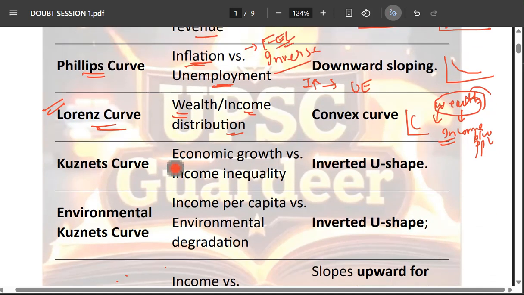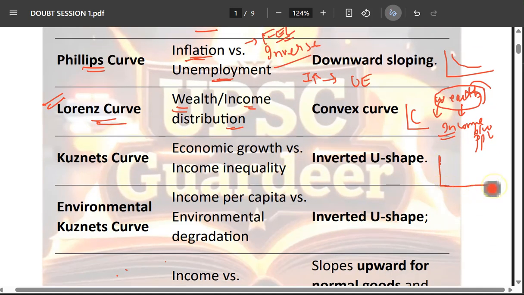Next we have the Kuznets curve. The Kuznets curve is also inverted U-shaped, which shows economic growth versus income inequality. As economic growth occurs, there is an improvement in the economy till this point, the maximum point, and there is an increase in income inequality. But at this point the economy stabilizes and the income inequality starts to reduce. As the economy grows, the income inequality starts to reduce. That was said by the Kuznets curve.